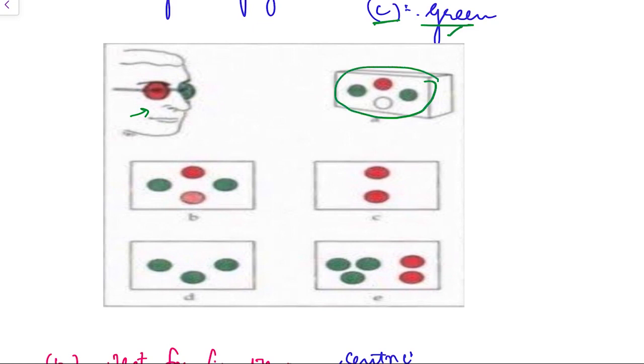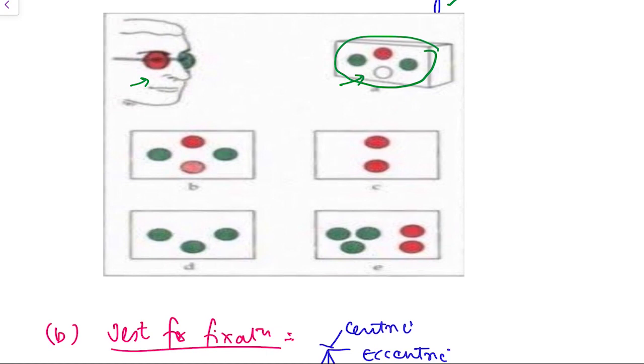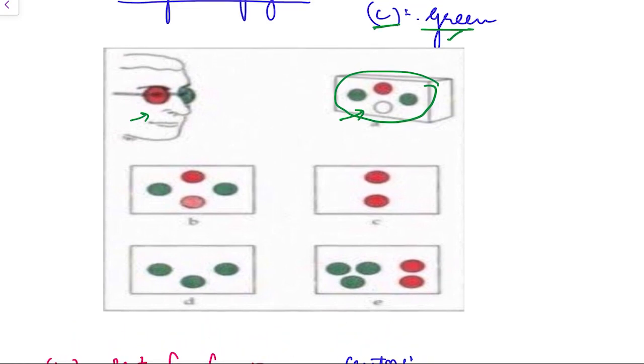So here we'll show one box to the patient like this. If the patient has no squint, the patient is perfectly normal, so the patient will see all the four dots in the absence of any manifest squint, like in this diagram.